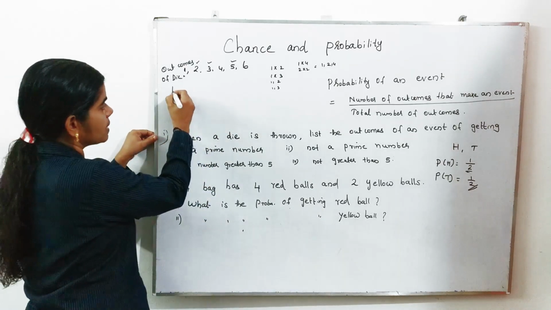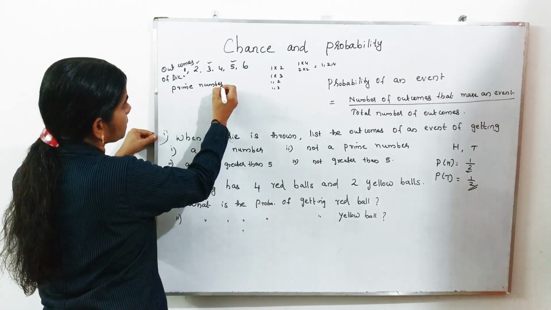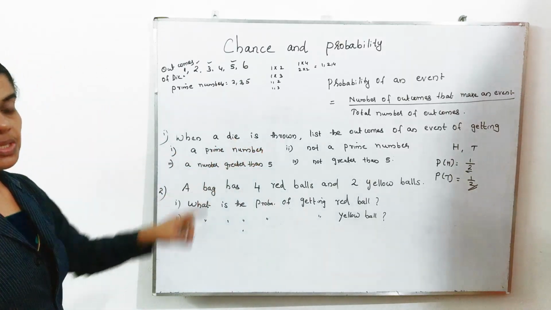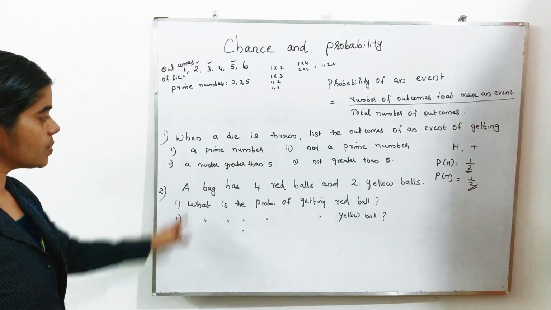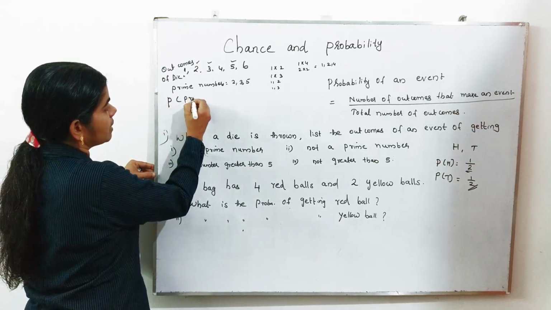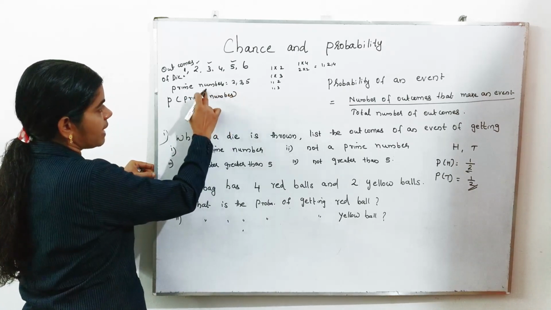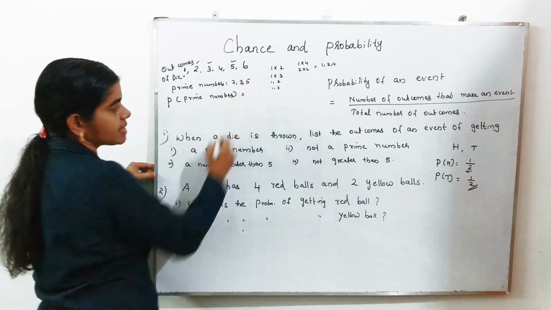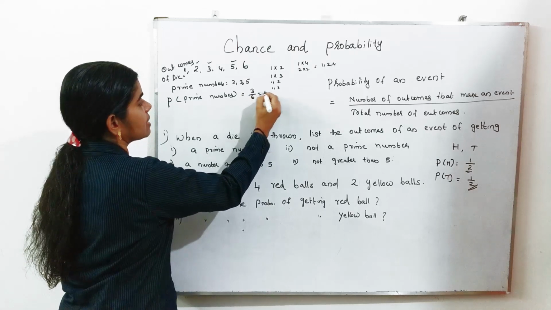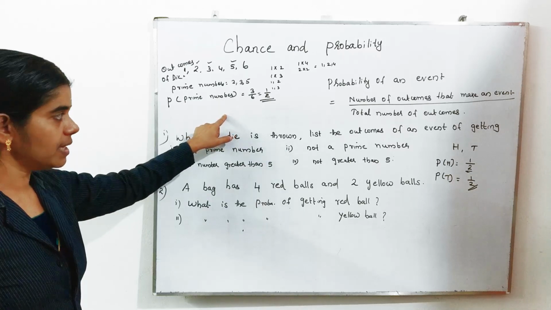Here which are the prime numbers? Prime numbers are 2, 3, 5. They asked the outcomes of the event only, so if you are writing that, that's okay. Then if they are asking the probability of getting a prime number, favorable prime numbers you got 2, 3, 5. How many numbers are there? 3 numbers. Total how many numbers are there? 6. 3 by 6, that is equal to 1 by 2. Probability of getting a prime number is 1 by 2.